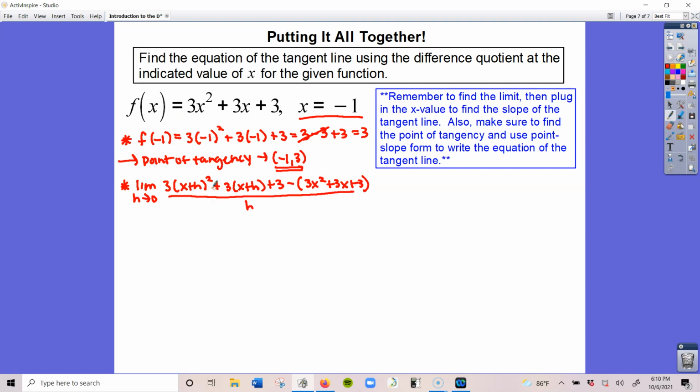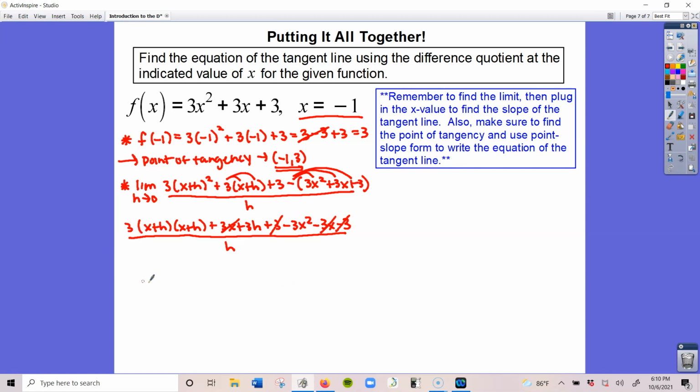So let's work on cleaning up this numerator. So that's 3 times x plus h squared plus, distribute the 3, which is 3x plus 3h plus 3. And now I can distribute the negative, which would be minus 3x squared minus 3x minus 3, and everything is over h. I can cancel out a couple things here already. I can cancel out the 3x's, and I can cancel out the 3's.